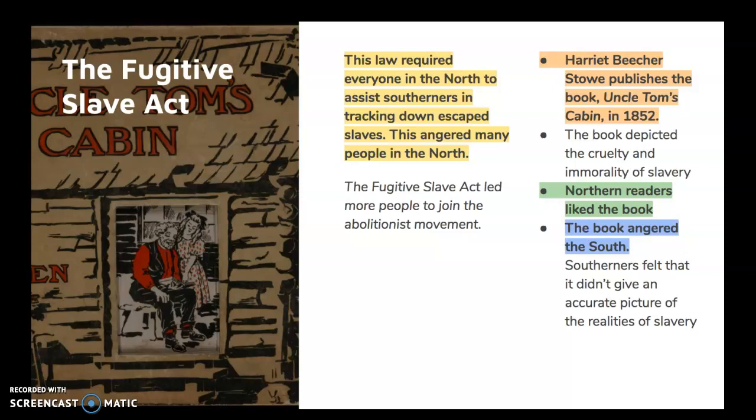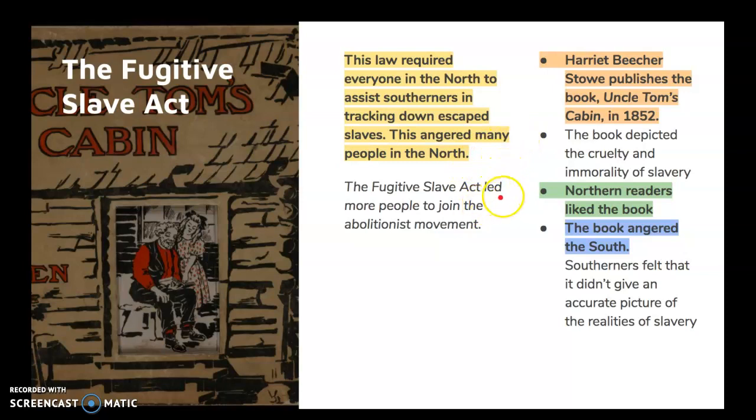So this was a law that required everyone in the North to assist Southerners in tracking down escaped slaves. We talked about the Underground Railroad before. So say, for example, a slave escapes, I'm going to pick on Georgia. They make it via the Underground Railroad all the way up into the North, say they're in Pennsylvania or something like that. This law required people in the North, even if they hated slavery and they were abolitionists, to assist Southerners in tracking down escaped slaves. This angered many people in the North, and it's not difficult to understand why.